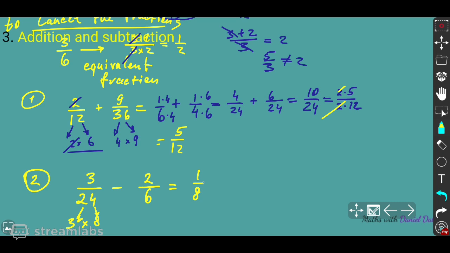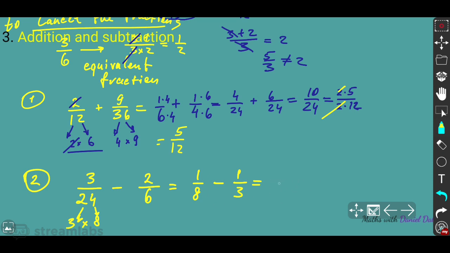So you should get 1 over 8 minus 1 over 3. So the second part is correct, okay? So that's why you take away 2 over 6, you can cancel, and that means you'll get 1 over 3. And now the numbers are smaller, so that's why you can do subtraction with no problem.